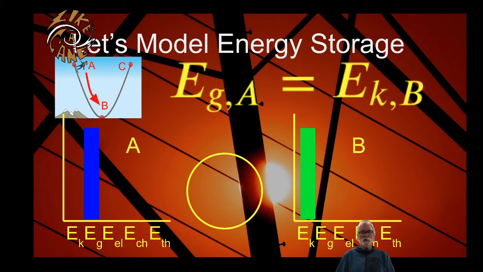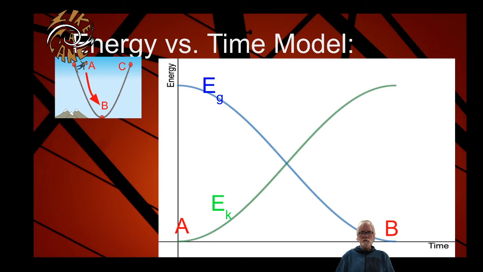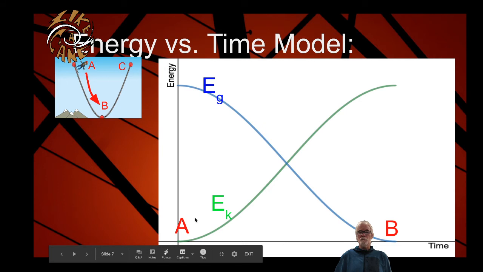In an energy time graph, energy is on the vertical axis and time is the horizontal axis. In this system, gravitational energy starts out high while kinetic energy is at zero. As we go through time from A to B, gravitational energy drops to zero while kinetic energy rises to the same level that gravitational energy had at A. In other words, energy is switching gradually, and by the time you get to B, all of it is stored as Ek and none of it is stored as Eg.